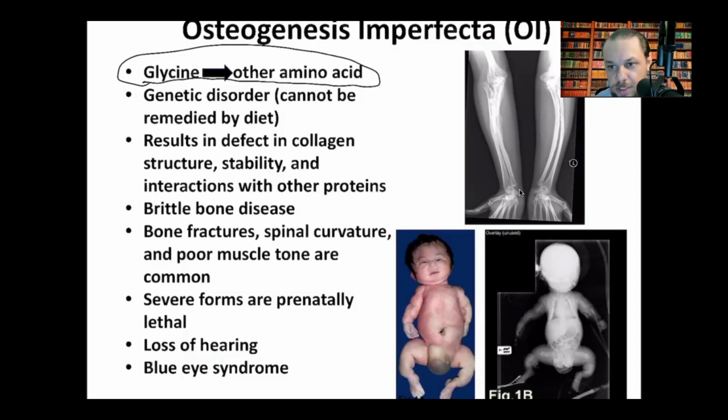Collagen has glycine in every third position, right? But in this disease process, osteogenesis imperfecta, there's a mutation, it's a genetic disorder. Because of this, the bones are not formed as healthy bones. They have essentially brittle bone disease. And one consequence of this is it's a relative contraindication for an IO.